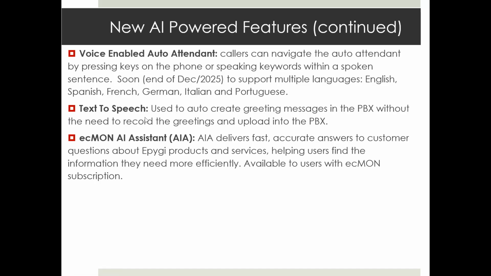And then we've added the ECMon AI Assistant, available on our ECMon platform. Those that are subscribed to ECMon can go in, and there's an icon on the left-hand side. You can basically ask questions. It's like a bot, and you can ask, for example, what size system do I need for 40 users? And it'll come back and give you some answers on that. So that's currently available within the ECMon platform.